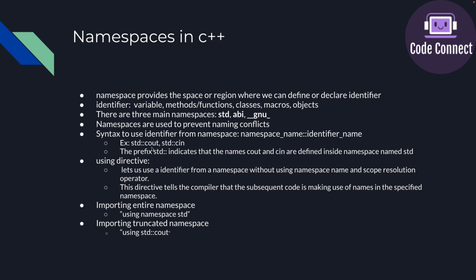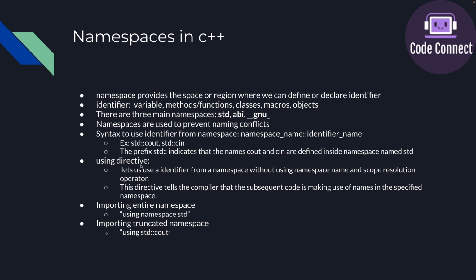So basically, if you write cout without this prefix, then the compiler will search for cout in our current scope. If it does not find it in our current scope, then it will search in the namespace which we have imported.